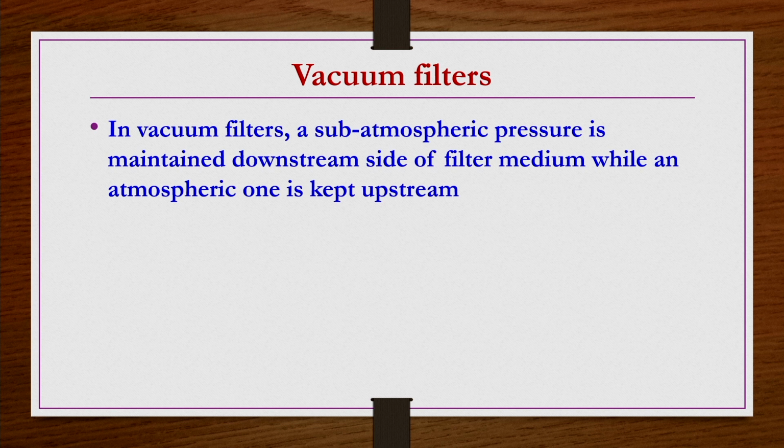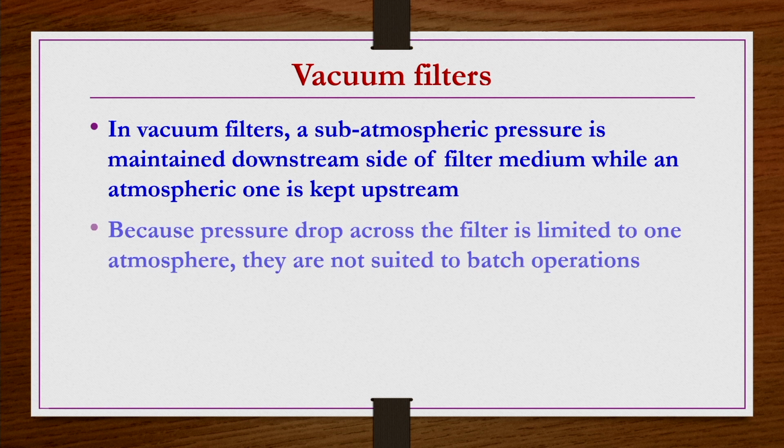So, the next category is the vacuum filters. In vacuum filters, a subatmospheric pressure is maintained on the downstream side of the filter medium, while atmospheric pressure is kept upstream. Because the pressure drop across the filter medium is limited to 1 atmosphere in these vacuum filters, in general, they are not suited to batch operations.